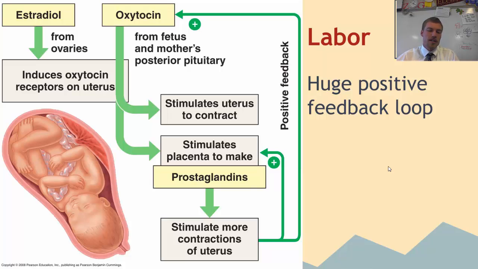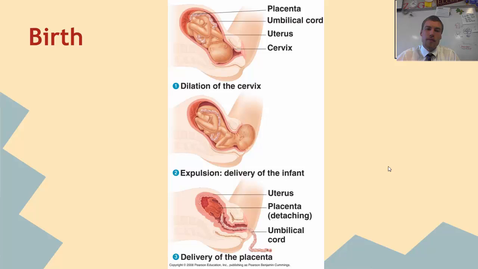The prostaglandins are going to stimulate more contractions in the uterus, which is going to stimulate the placenta to make more prostaglandins, which is going to stimulate more contractions of the uterus. More contractions of the uterus also form more oxytocin. So you can see how this is going to be a huge positive feedback loop where it is going to build and build and build until eventually we are going to have birth.